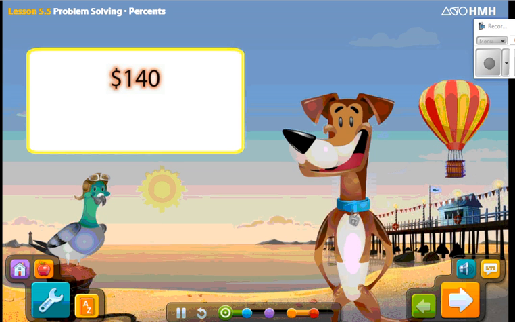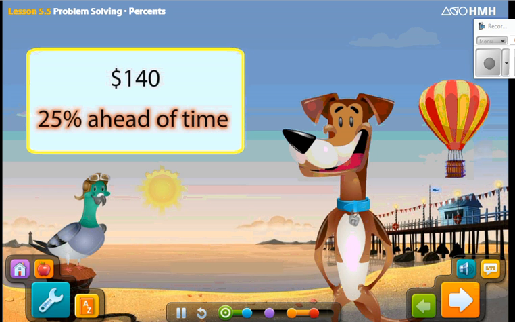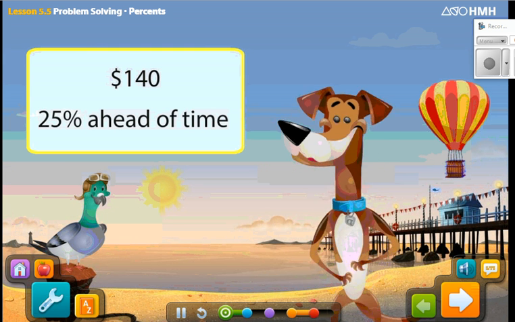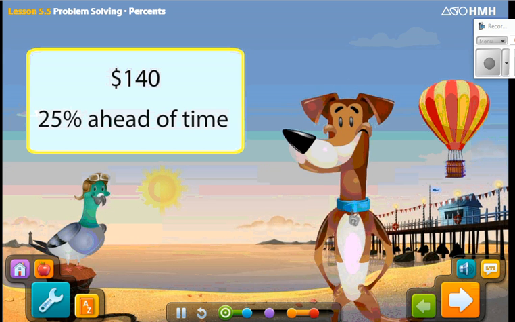For everyone in the family to go on the ride, it will cost them $140. But they need to pay 25% of the cost ahead of time. I wonder how much money they need to pay now. To find out, we will need to learn how to use a model to solve problems with percents. Come on.